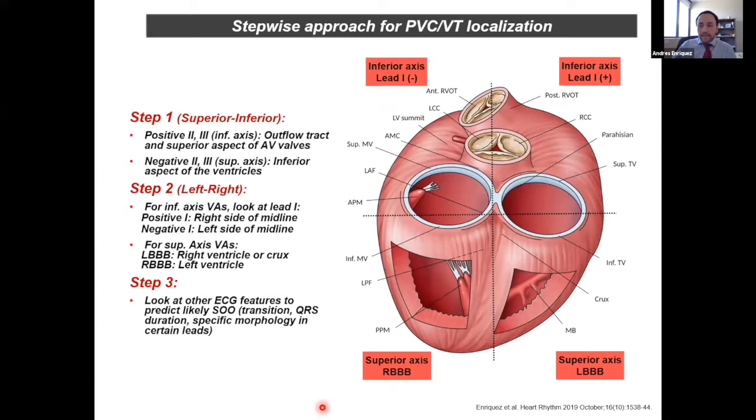So we follow a stepwise approach for localizing PVCs. And the first step is to look at the superior inferior axis reflected by these inferior leads. So if the axis is inferior, we're going to be here in the outflow tract or the superior aspect of the mitral and tricuspid valves. If the axis is superior, we're going to be in the inferior aspect of the ventricles. And then we look at lead 1 and the bundle branch block pattern to determine if the origin is in the right ventricle or the left ventricle. And once we regionalize the site of origin to one of these 4 quadrants, we look at other ECG features to predict the likely site of origin. And these are going to include transition, QRS duration, and specific morphology in certain leads.